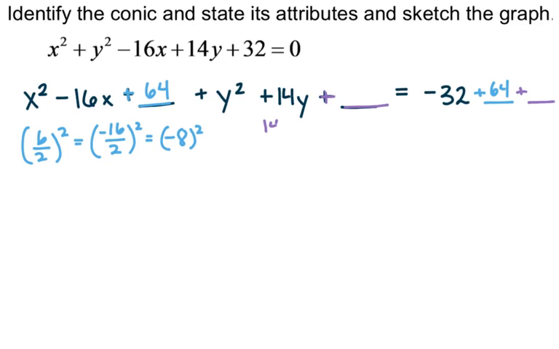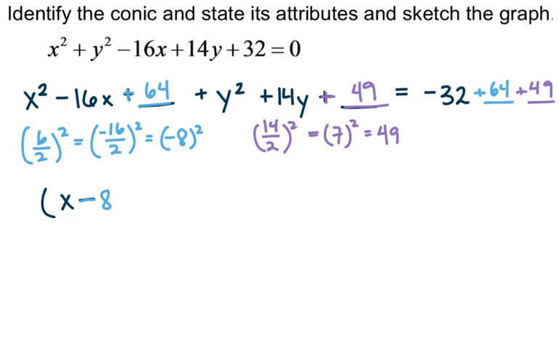And then I have 14 divided by 2 squared, which is 7 squared. That should be an equal, not a plus. We've got equal. 7 squared equals 49. So now I add 49 to both sides of the equation. What this does, this allows me to write this as x minus 8 quantity squared plus y, and that's a positive 7 that we squared, so plus 7 quantity squared. And that's equal to 81.